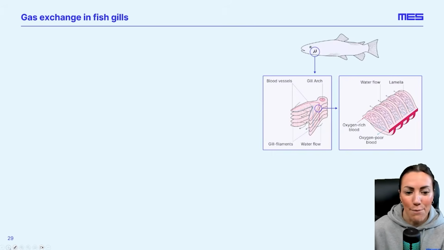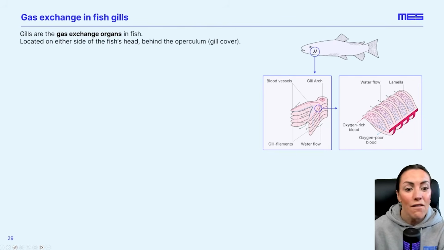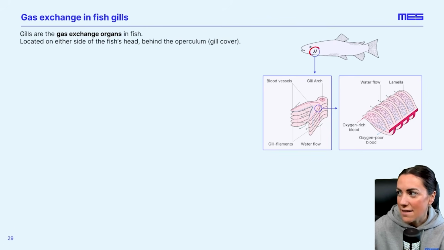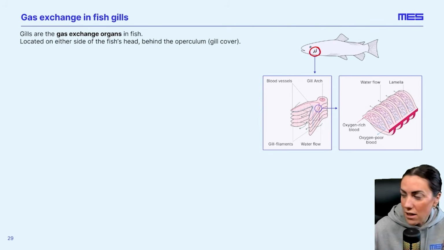Let's think about another example, gas exchange in fish gills. Now, the gills are the gas exchange organ in fish, and obviously fish live in water, so they are getting their oxygen from the water via their gills. Now, the gills are located on either side of the fish's head. Okay, so you can see a set here. They are located behind a gill cover, which is like a bony flap. It's called the operculum. You don't have to learn that, but it's like a bony flap that covers the gills, and they're on both sides of the fish's head.